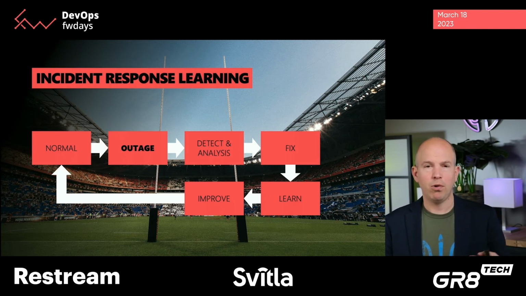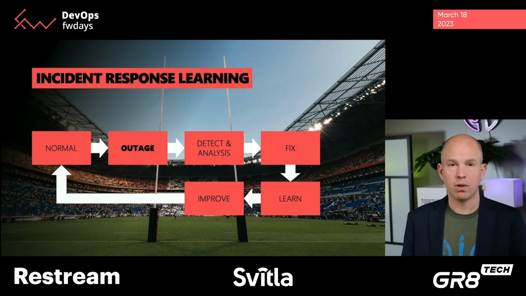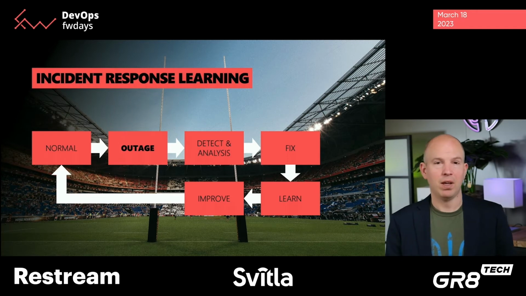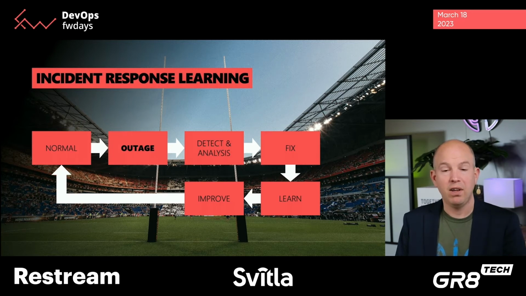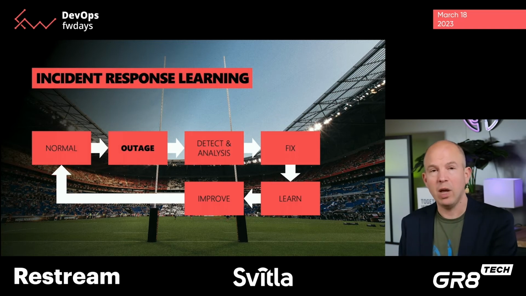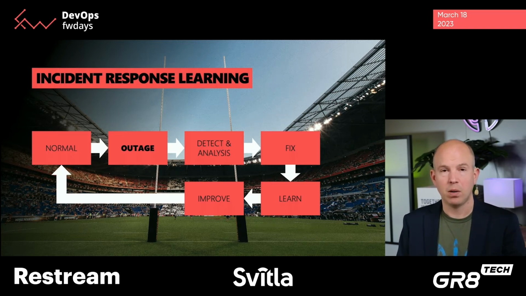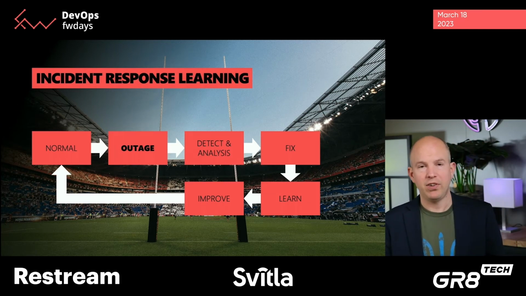So a normal routine in incident response learning is you have a normal state, then you have an outage, and this outage often appears on a Friday night or Saturday night when the least amount of people are working. Then we detect the outage, do analysis of what's wrong, we implement a fix, we do a post-mortem or learn how we can not have this happen in the future, and then we improve so it doesn't happen again. And then we're in our normal state again, and then we wait until a certain outage appears.